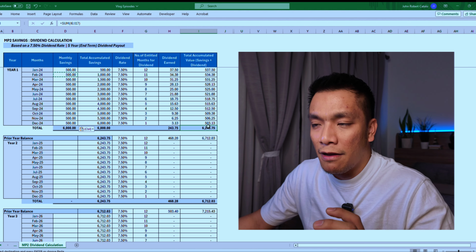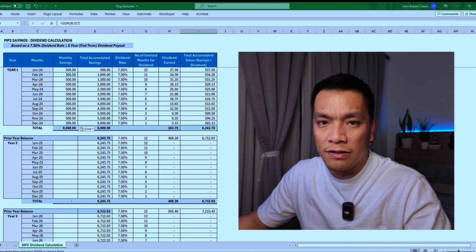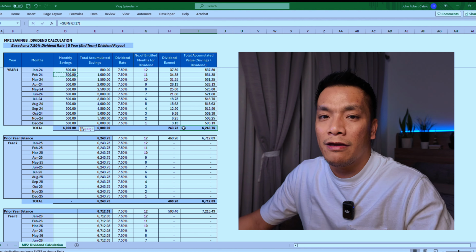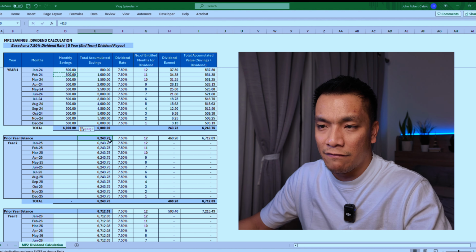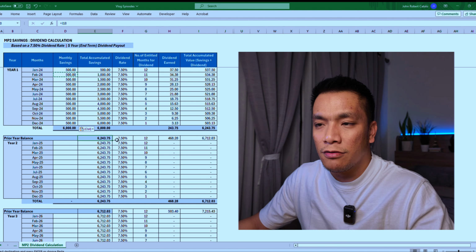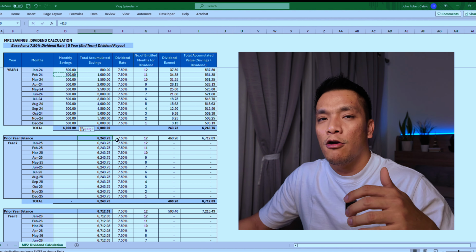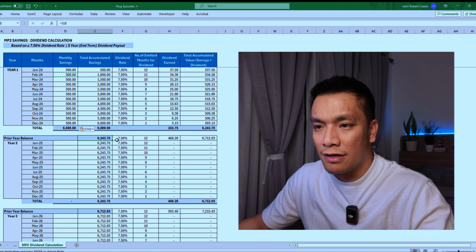Now, this amount, which is the total savings plus the dividend, will be carried forward in the following year. So, makikita mo siya dito, 6,243.75. Ngayon, ang kagandahan dito makikita mo yung effect ng compounding na calculation ng interest.